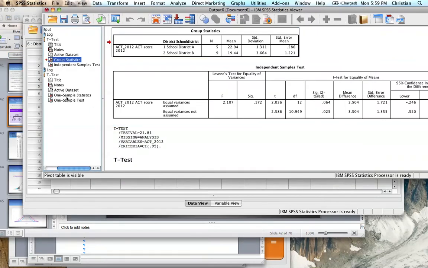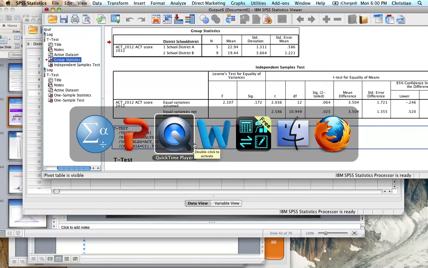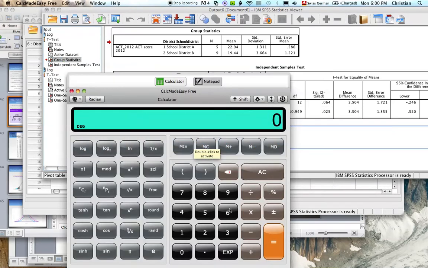And when we divide this, we can go to the calculator, say, hey, we're doing 22.94, that's the average of the school district A, minus the average of the state, 21.81, gives us a difference of 1.13. And then we divide this difference with the standard error of the mean of the average that we're using, 0.586. So divide by 0.586 gives us a t-value of 1.92.